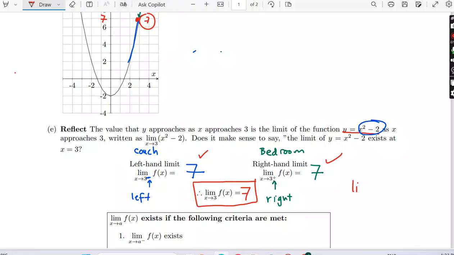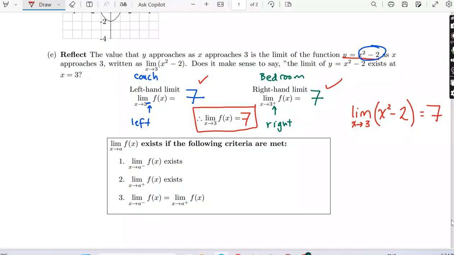Sometimes you might see it written like this. The limit with x approaches 3 underneath. Instead of f(x), you're just going to see the function itself. So we can just say x squared minus 2. I like to include brackets just to clean it up a little bit. It's going to equal 7.